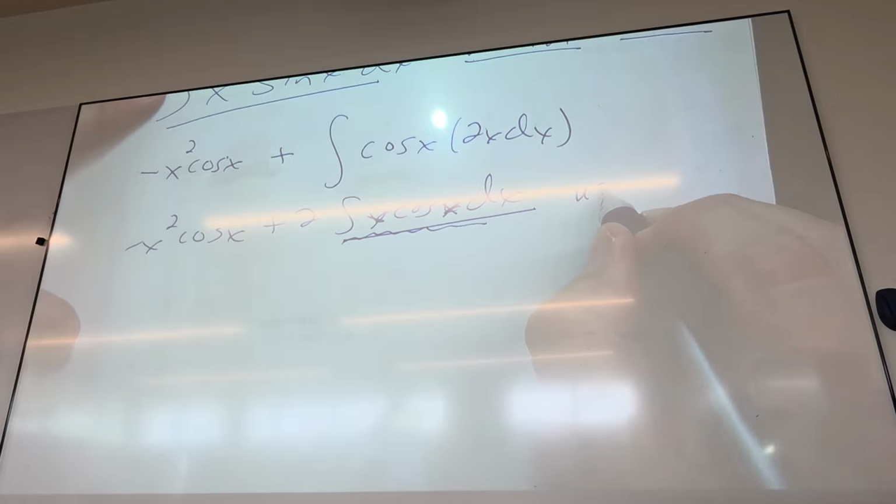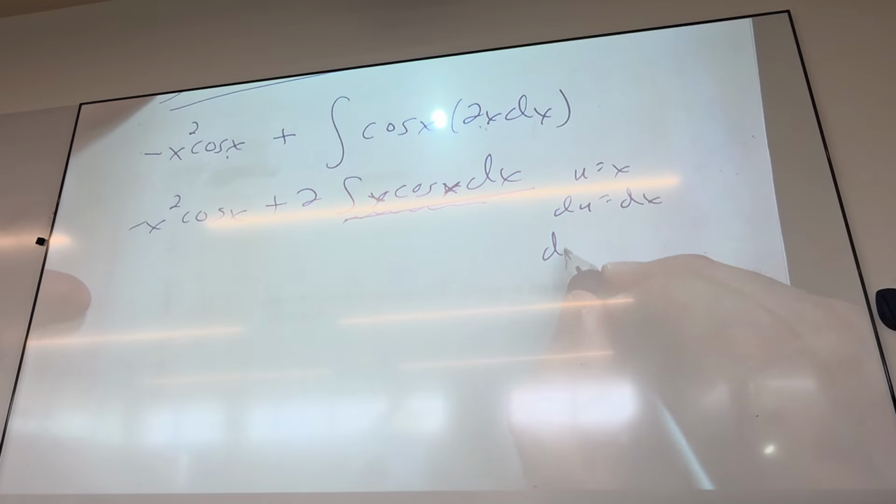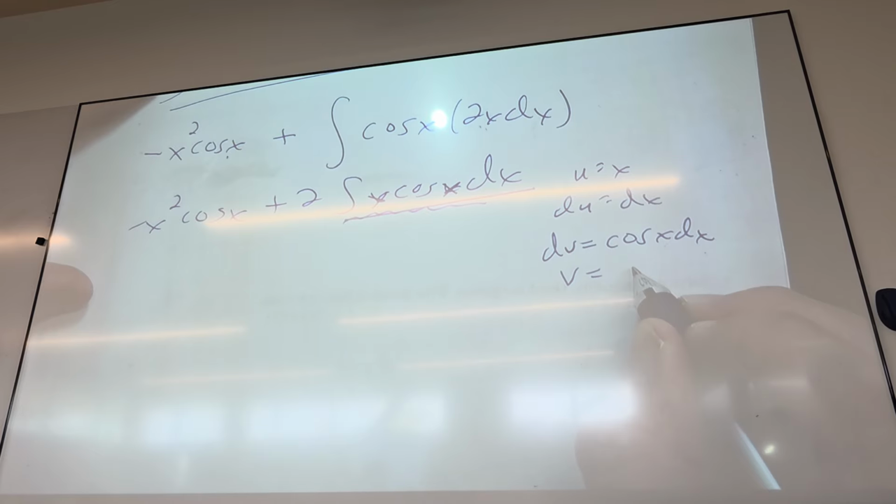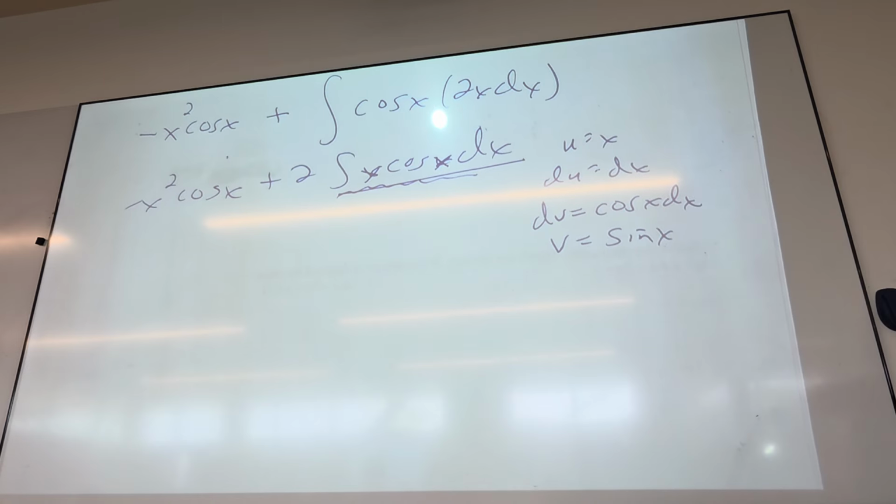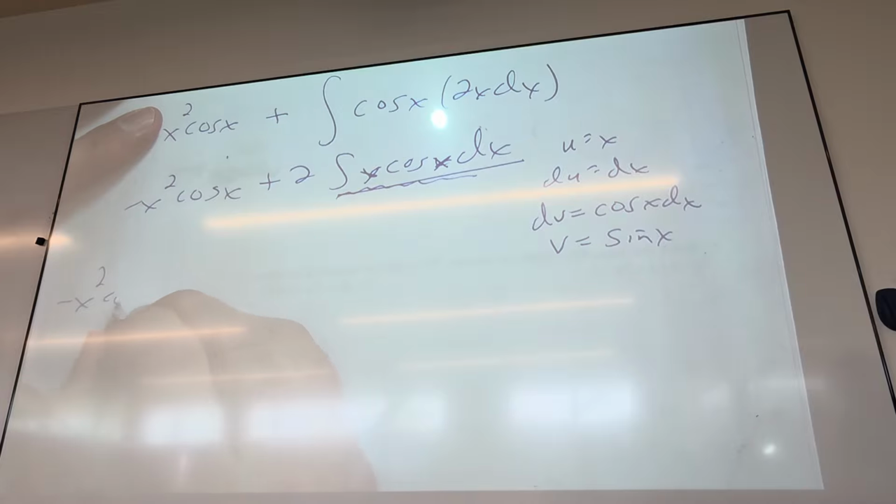Your u is x. u is x, du is dx. And then dv is cosine x dx, so then v is sine x. So then I get, this part just comes along for the ride.